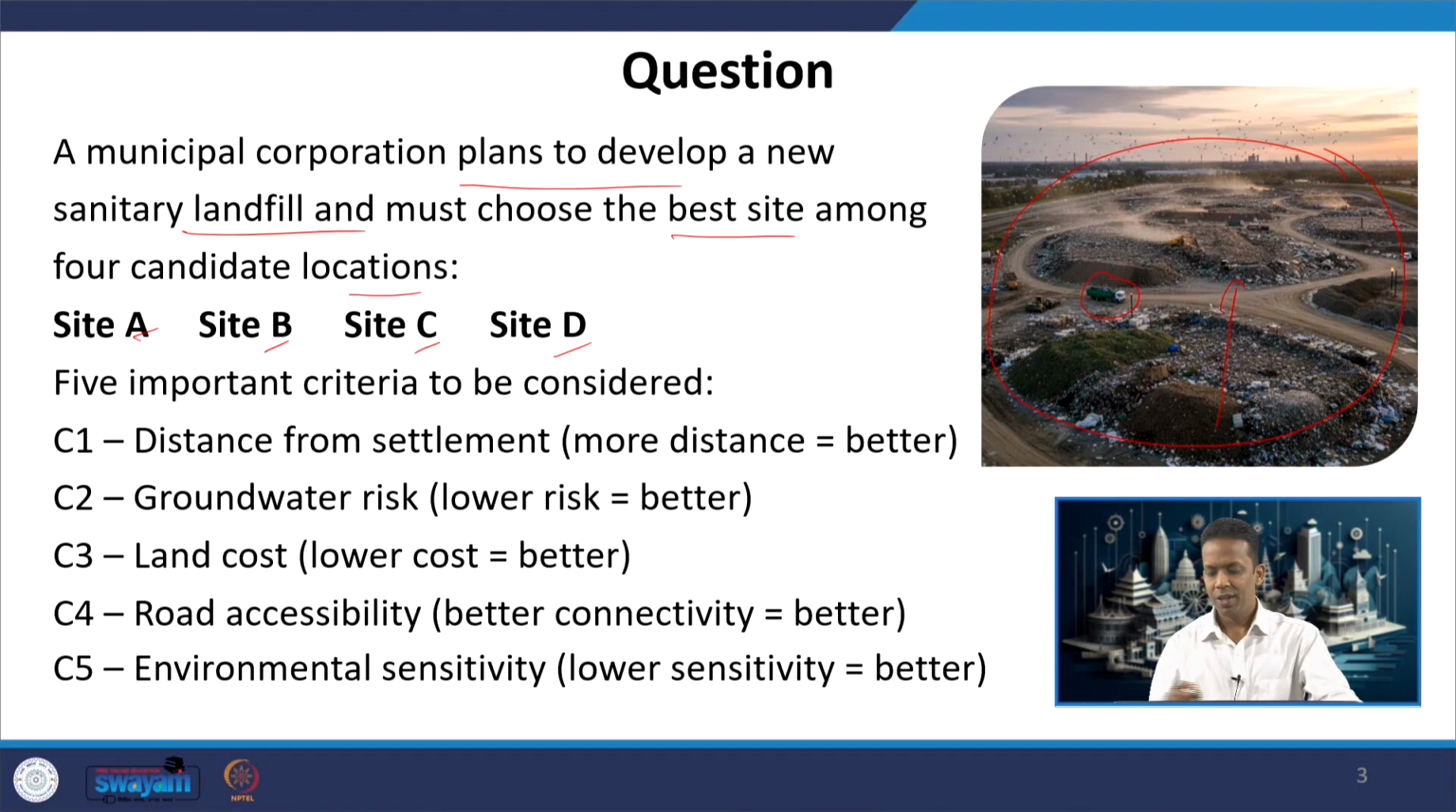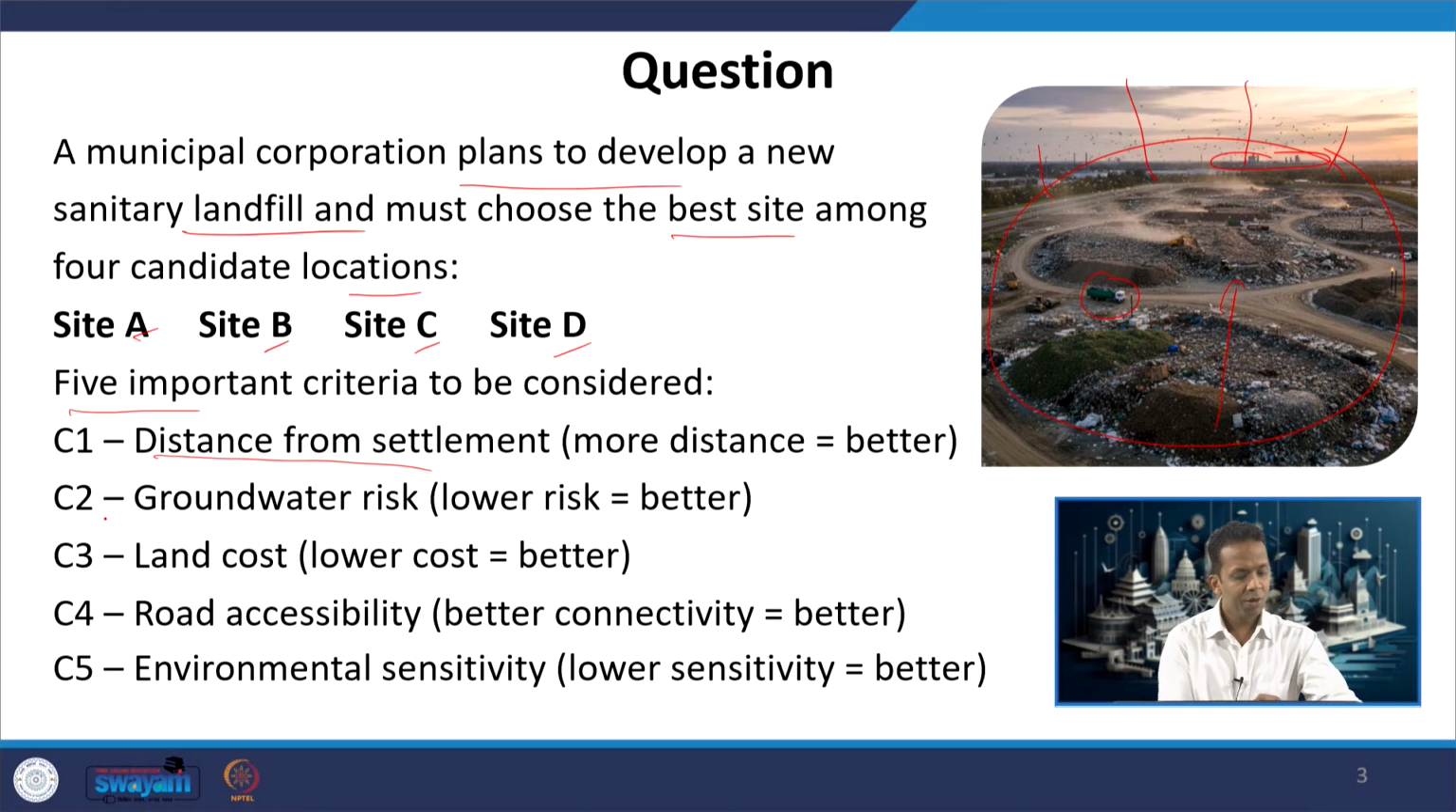So, there are 4 sites, and because the waste is being dumped and a lot of it would be biodegradable in nature, there will be a lot of emissions also. And when there are emissions, there will be foul smell or bad odor which can affect the communities living nearby. So, the criteria that would be considered for choosing any site for something like a landfill, one of the most important criteria would be how far it is from the human settlement. So, 5 important criteria are considered for this numerical: one is the distance from settlement, that is distance from community or human settlement, and the farther it is, the better it is with respect to this particular criterion. More distance means better.